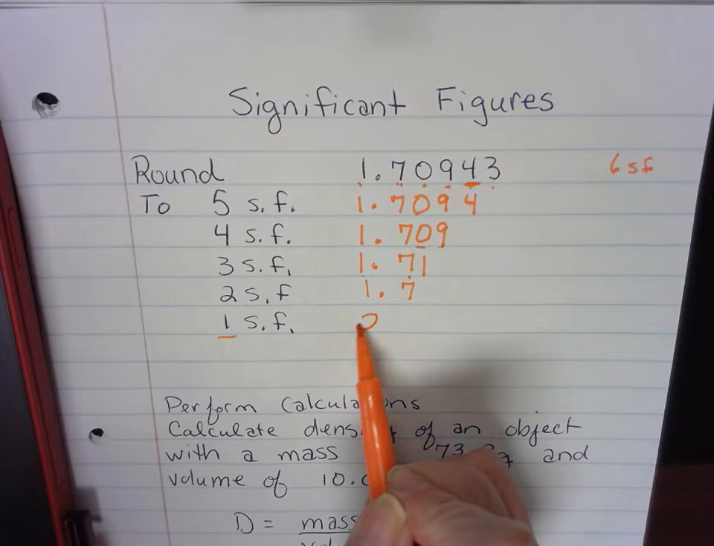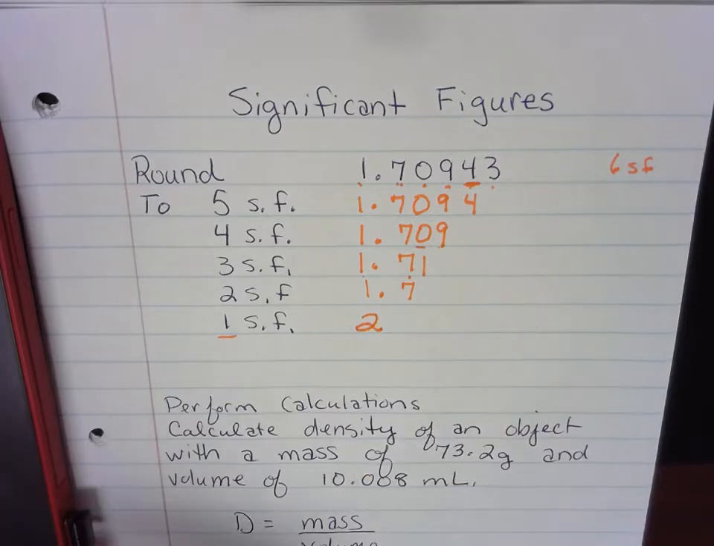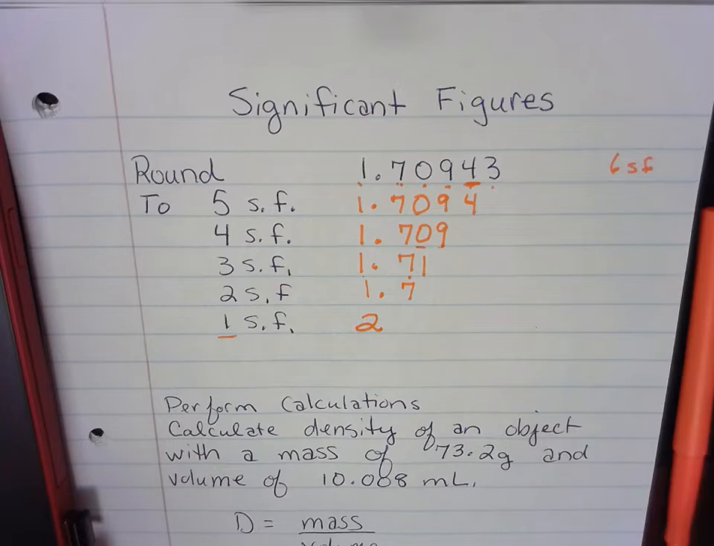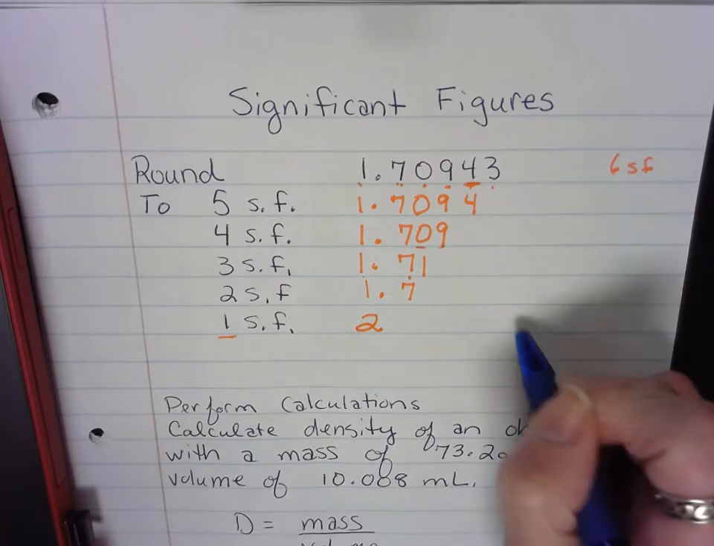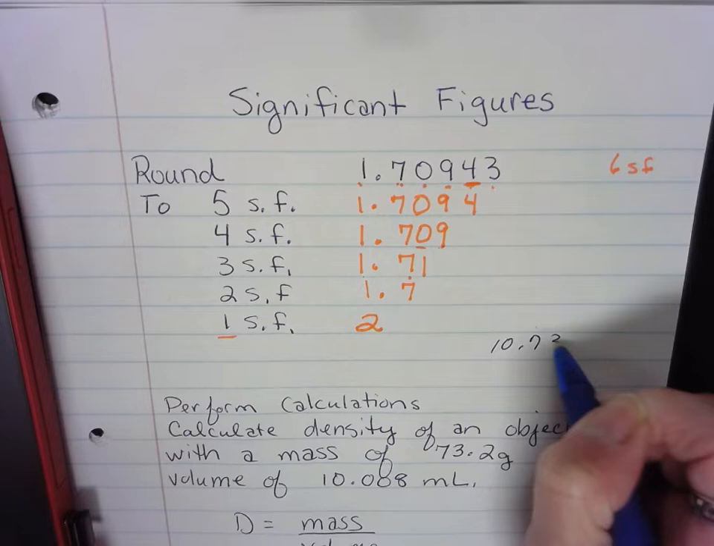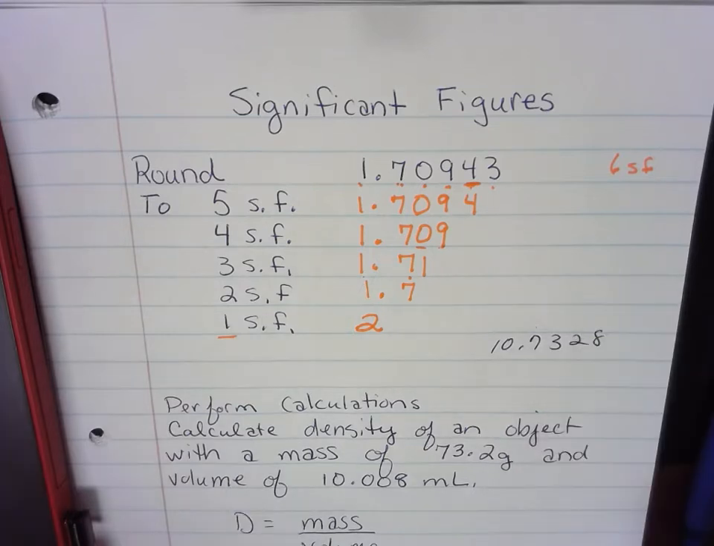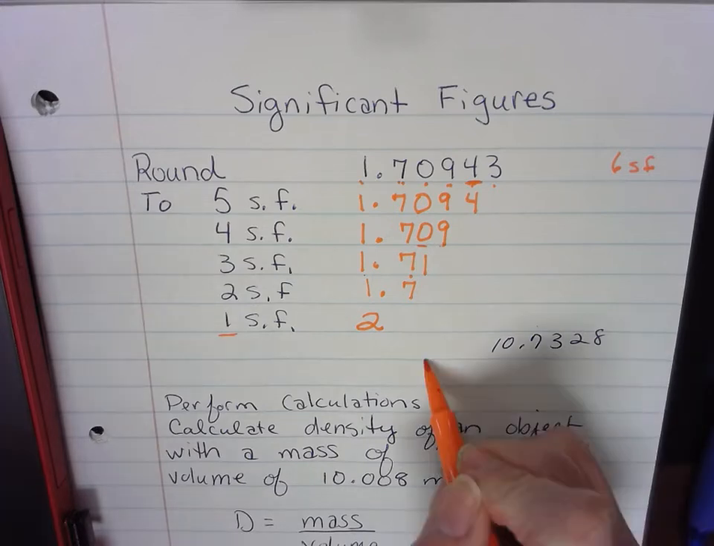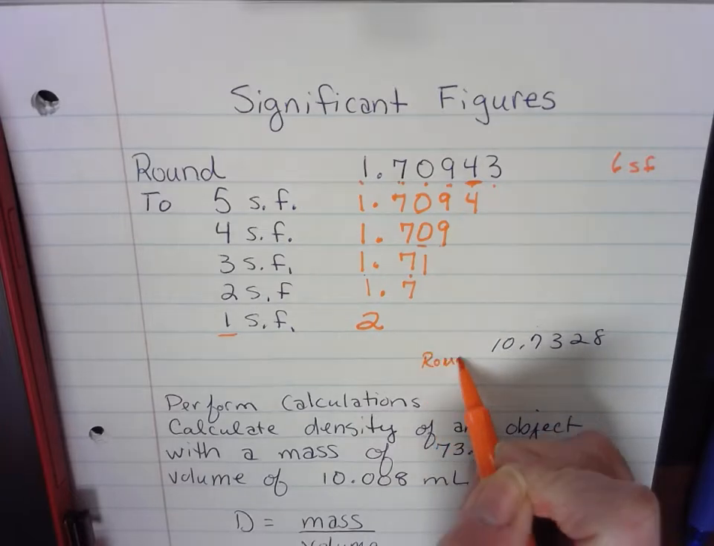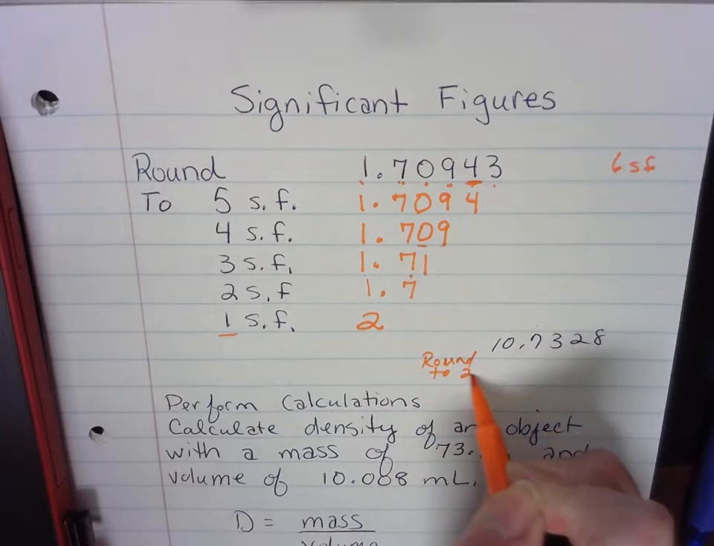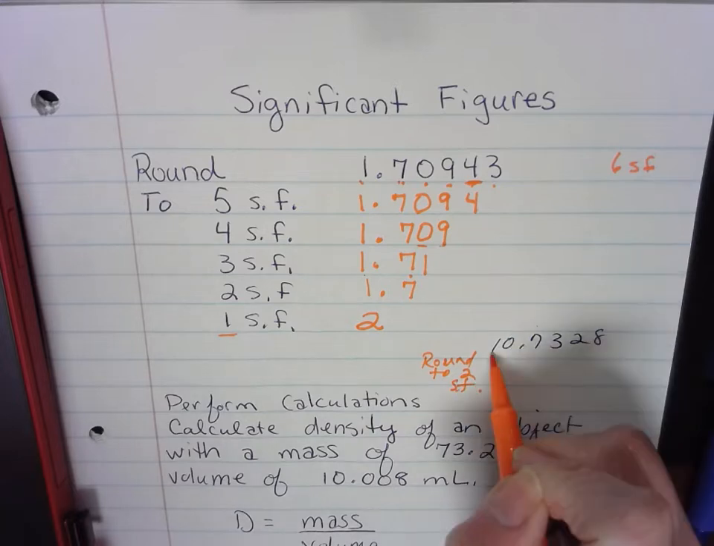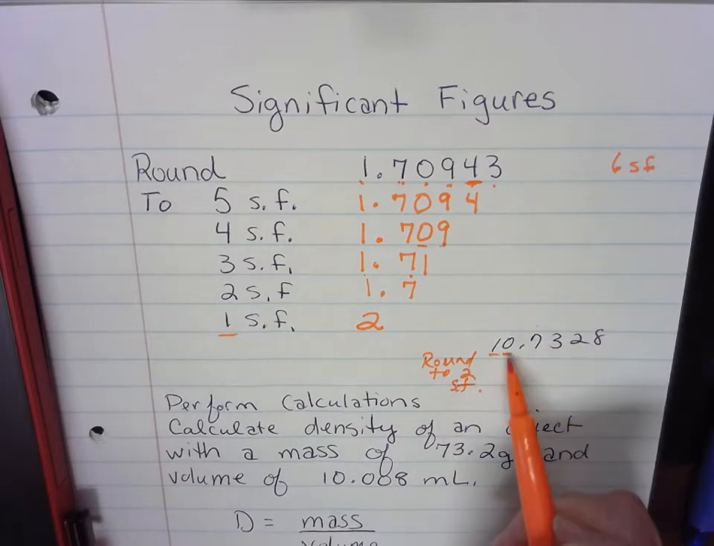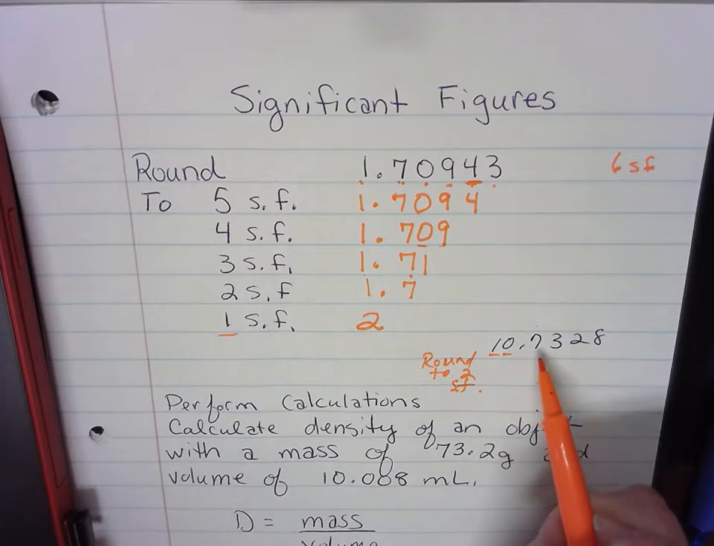Alright, so let's just do another quick little sample problem here. Let's say you have the number 10.7328. And let's round this to 2 significant figures. Okay, so your first one, your second one, the number that follows the 0 is a 7. So the correct answer rounded to 2 significant figures would be 11.